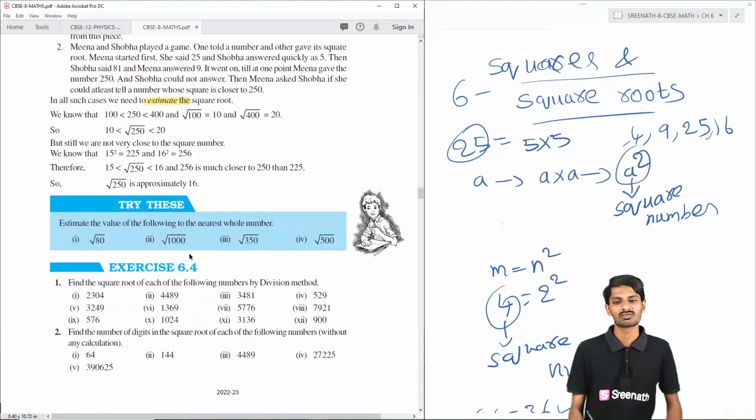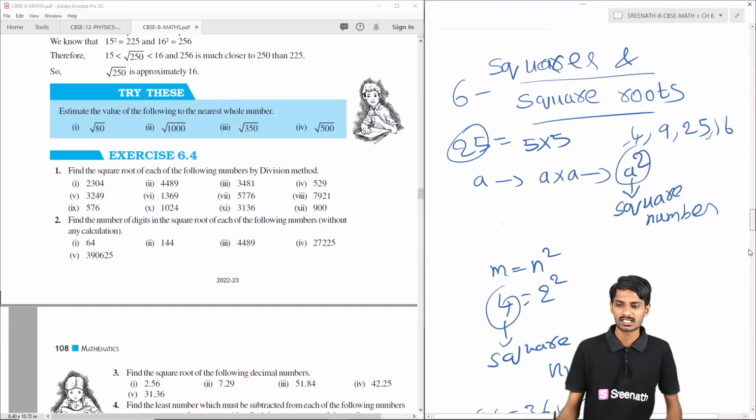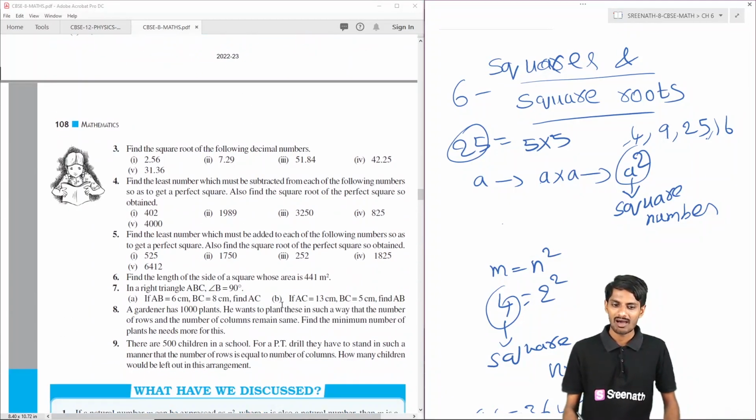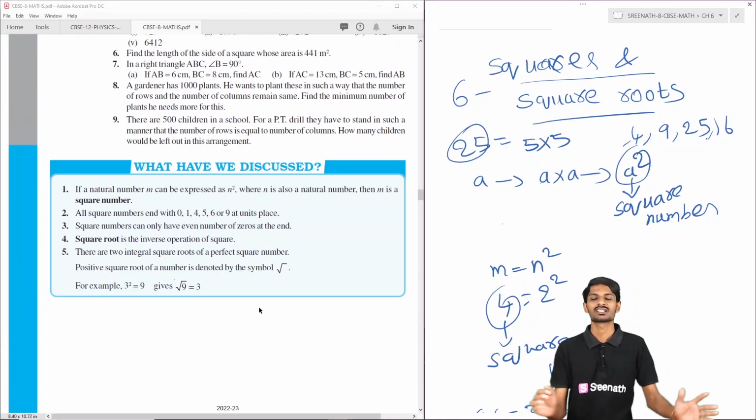Next is estimating square roots. So like that we have completed this session, students. So our chapter is completed. Our chapter summary is also completed.